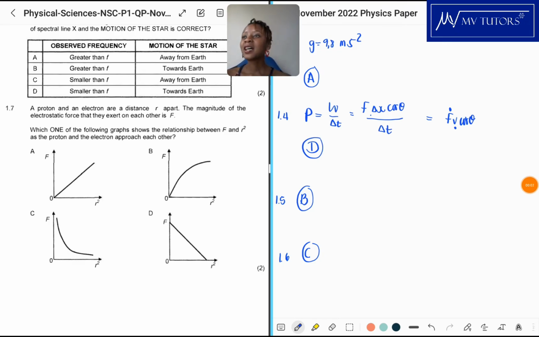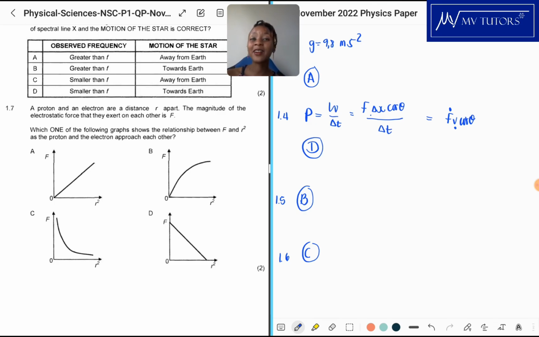1.7. A proton and an electron are distance r apart. The magnitude of the electrostatic force that they exert on each other is F. Which one of the following graphs shows the relationship between F and r squared as the proton and the electron approach each other? Remember that equation where we have F is equal to the gravitational constant, you have mass of the one, mass of the other divided by r squared.